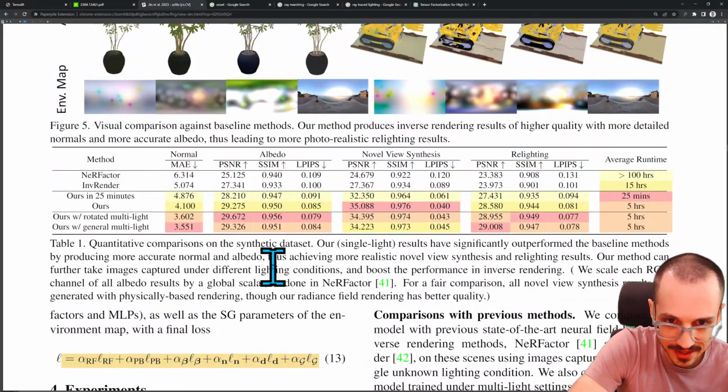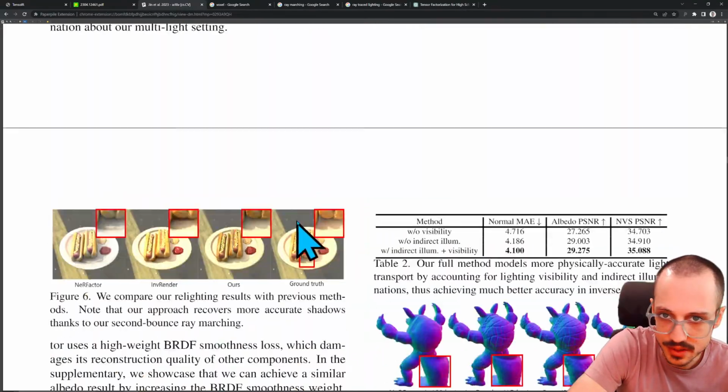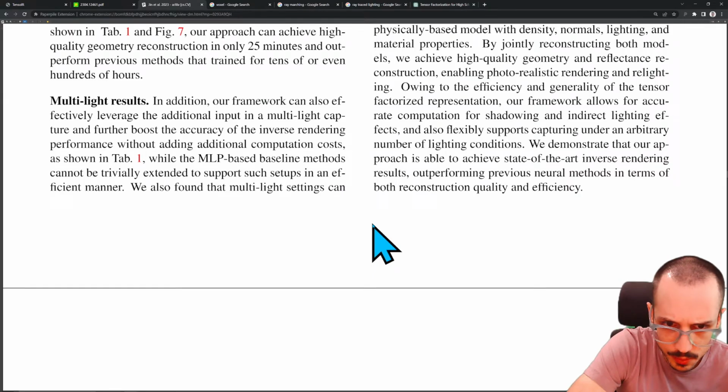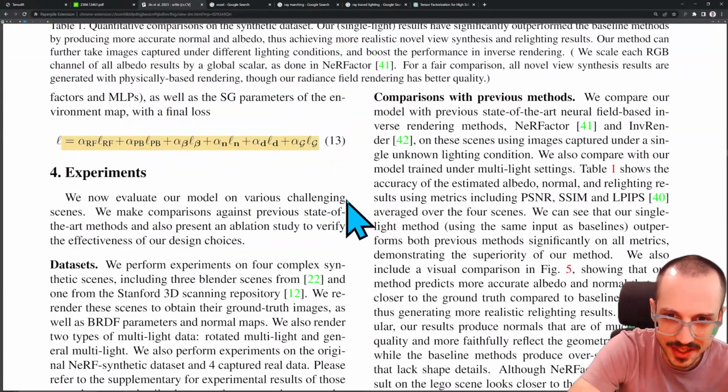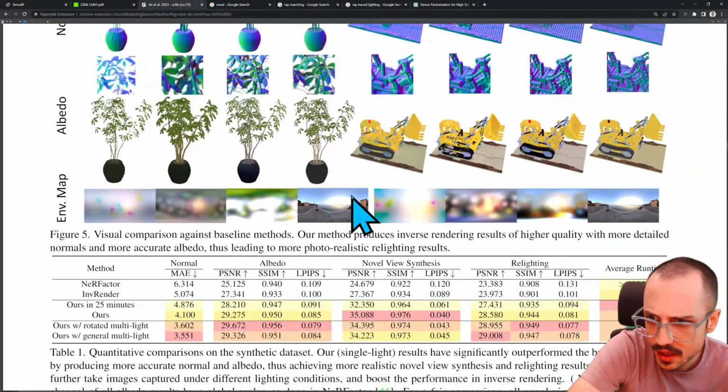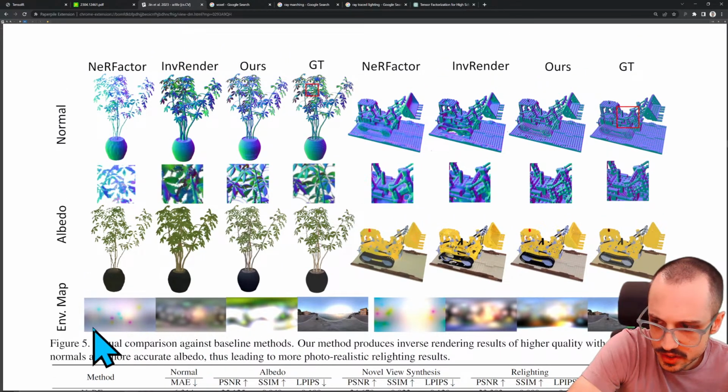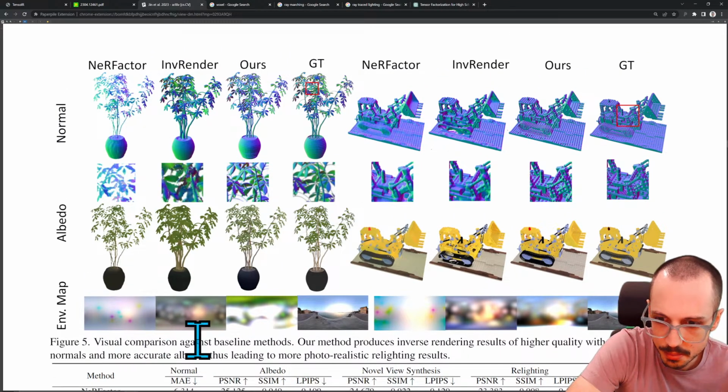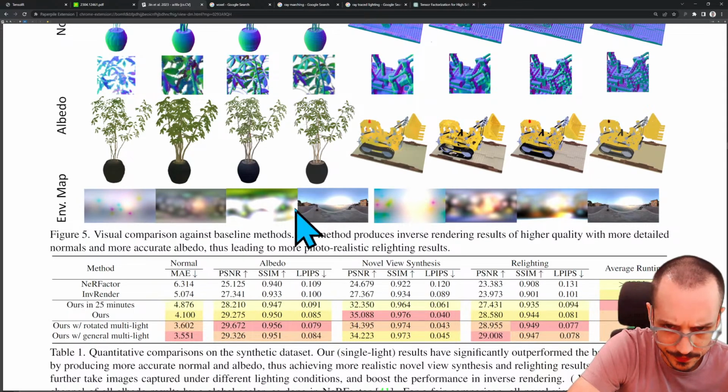Okay, so that's the basic technique, and now we're going to move into the experiment section, where they're going to talk about the different experiments that they did and the results that they got. So let's start by looking at figure 5 here, visual comparison against baseline method. Our method produces inverse rendering results of higher quality and with more detailed normals and more accurate albedo.